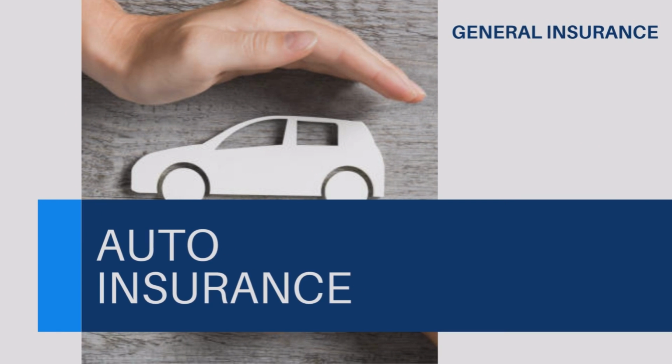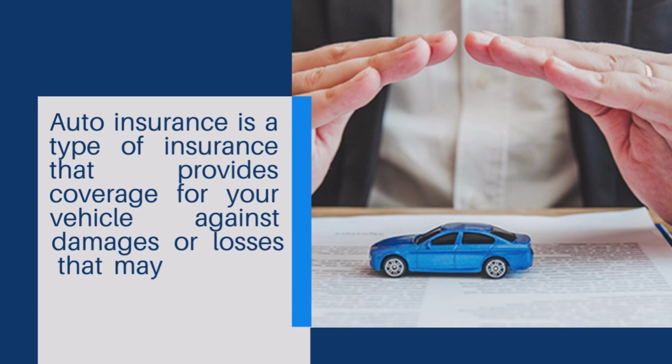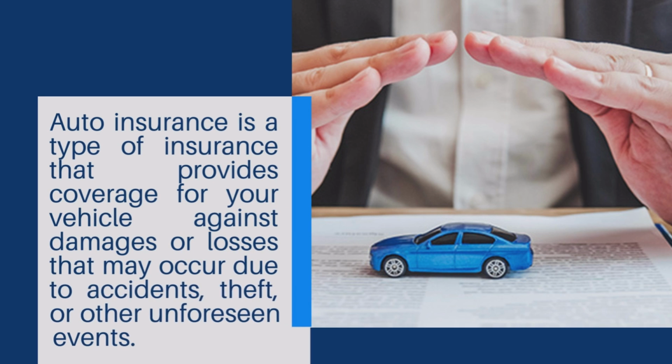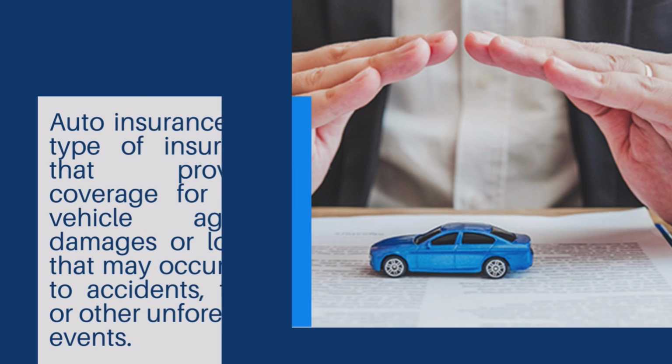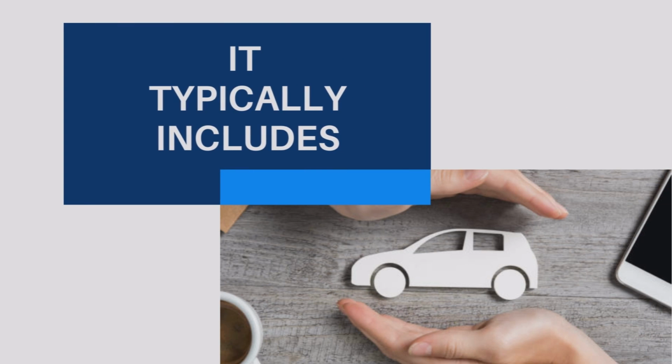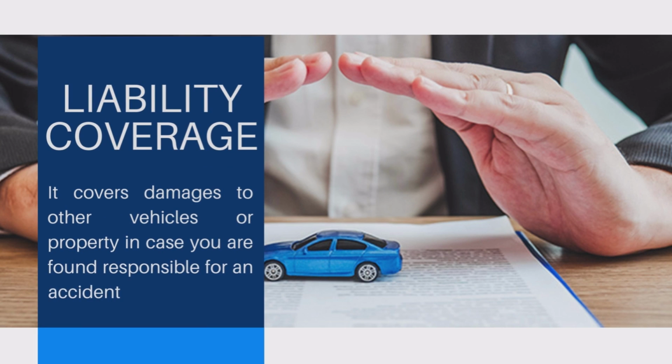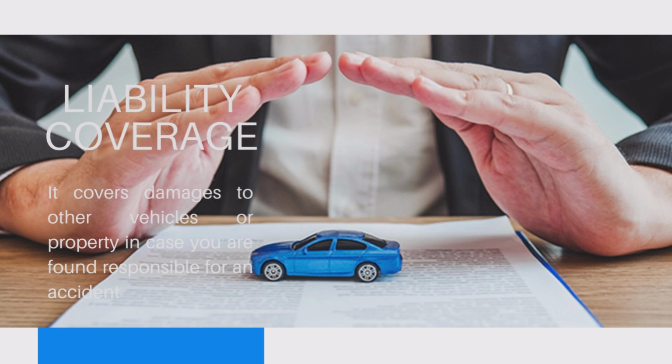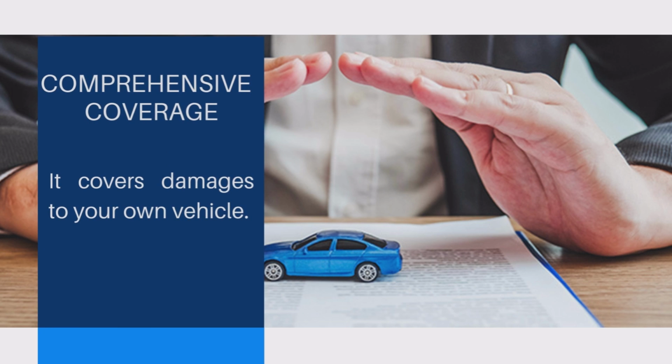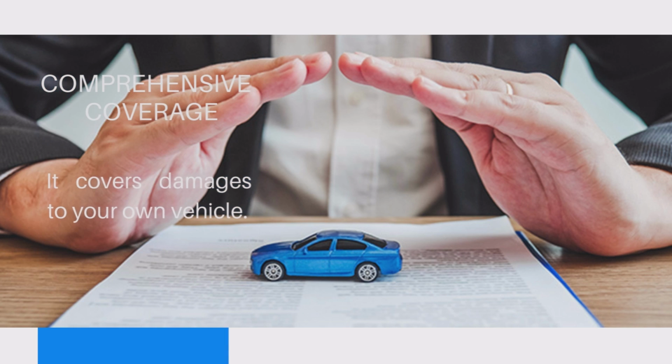Let's start with auto insurance. Auto insurance is a type of insurance that provides coverage for your vehicle against damages or losses that may occur due to accidents, theft, or other unforeseen events. It typically includes liability coverage, which covers damages to other vehicles or property in case you are found responsible for an accident, and comprehensive coverage, which covers damages to your own vehicle.